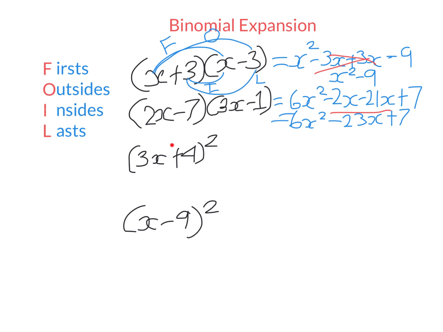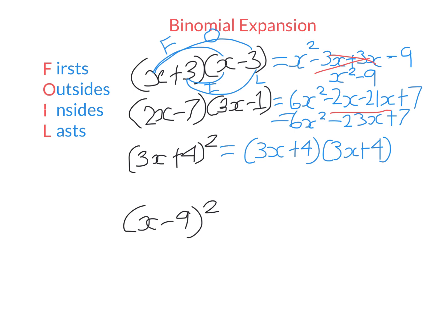So what about something like this, 3x plus 4 squared? Well, you know when we square something, we are multiplying it by itself. So what you can do is you can go 3x plus 4 times itself, and you can use FOIL again. But there is a quick way to do perfect squares. It's called a perfect square because of this squared.